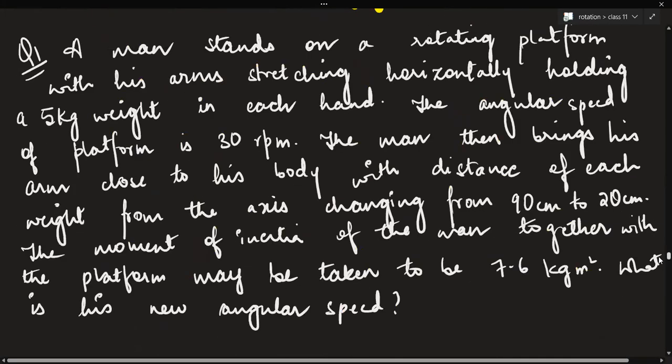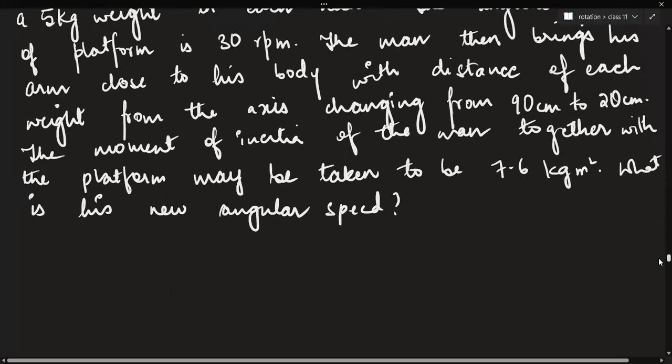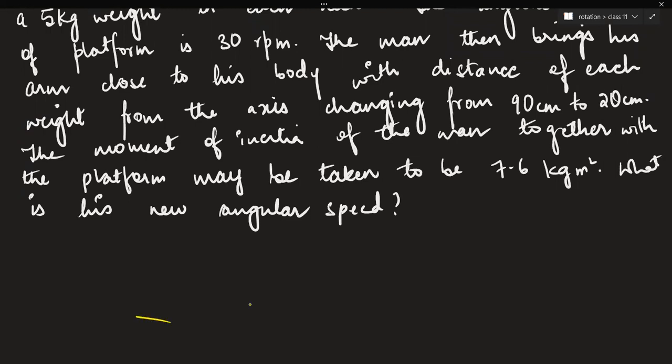It says that a man stands on a rotating platform with his arms stretching horizontally, holding a 5 kg weight in each hand. There's a rotating platform, a person is standing, and the person has 5 kg weights in both of his hands. Each weight is 5 kg. The angular speed of the platform is 30 rotations per minute. This is the initial case, and this is the axis.